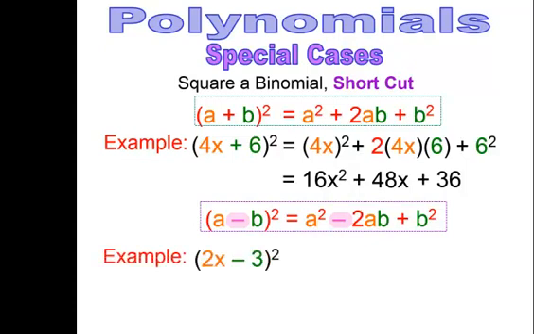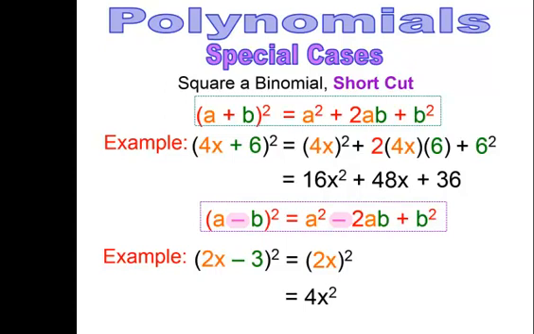So here's another example, but we have a minus. So remember, the first term squared. Your a value here is 2x. So you're going to square the whole thing. You're going to end up with 4x squared.